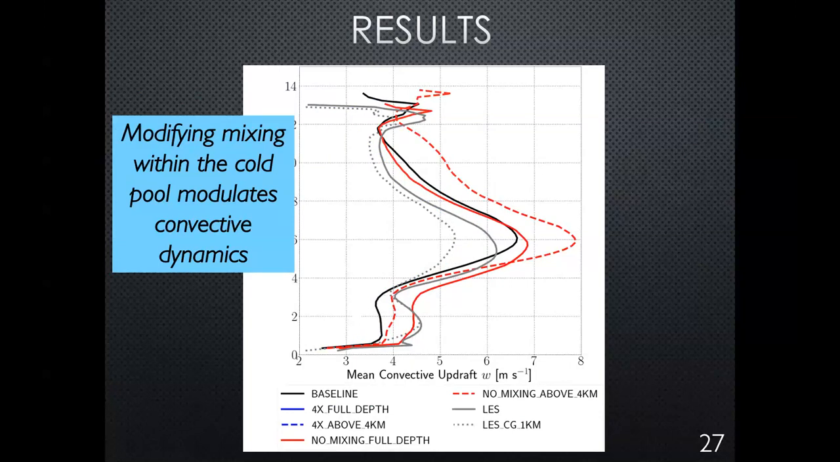So this essentially tells us, which is not surprising, that modifying mixing within the cold pool modulates the convective dynamics. And I actually looked into this in great detail, which I'm not going to include here, but if there's any questions about how exactly those modifications occurred, I can talk about that after the presentation.